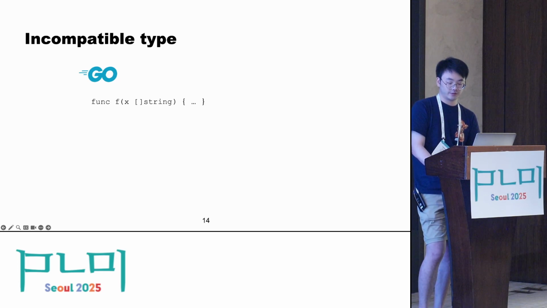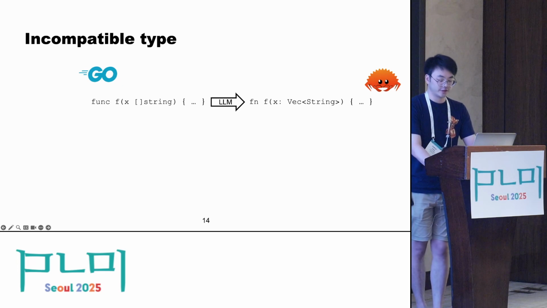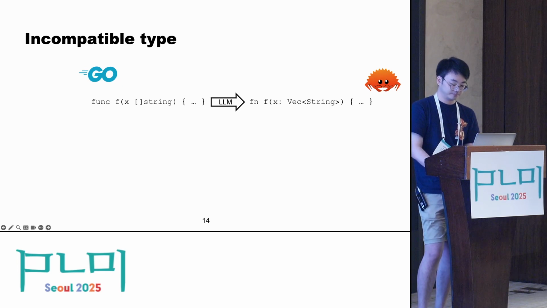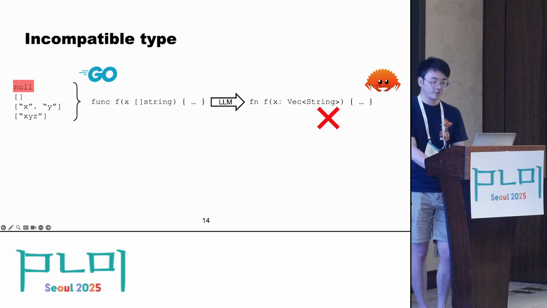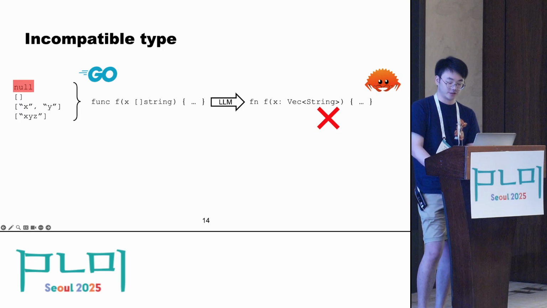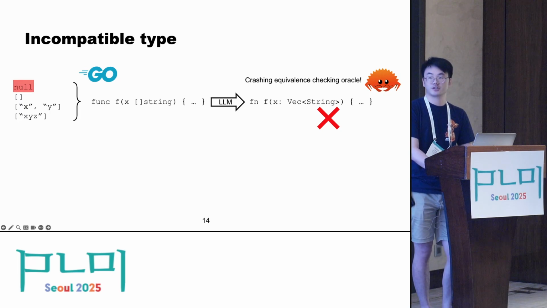For example, consider this Go function that takes a slice of strings as input. The LLM can generate a plausible translation, which is a function that takes a vector of strings as input. This translation is incorrect because upon checking execution snapshots, we found that the null value has been an input value to this function f. However, the null value does not inhabit the Rust type vector of string. Recall that we differentially test a Rust function by porting Go values into Rust by deserialization. This process is doomed to crash at runtime.